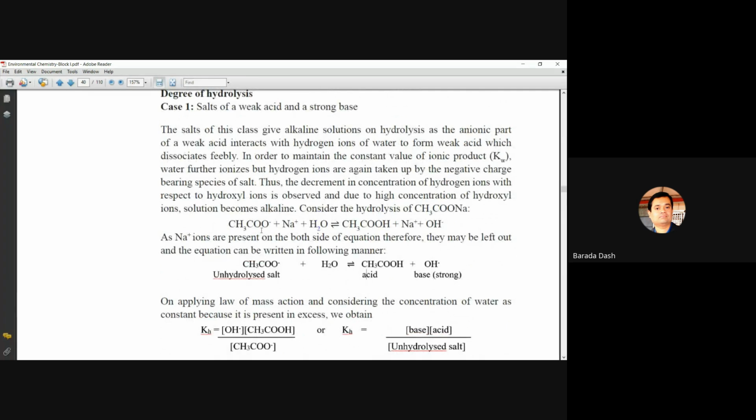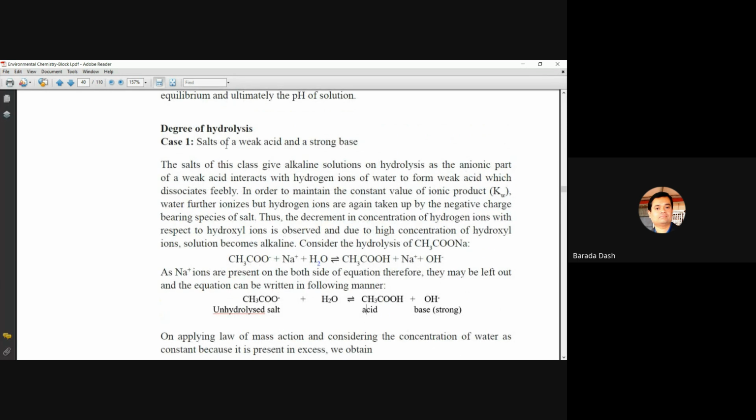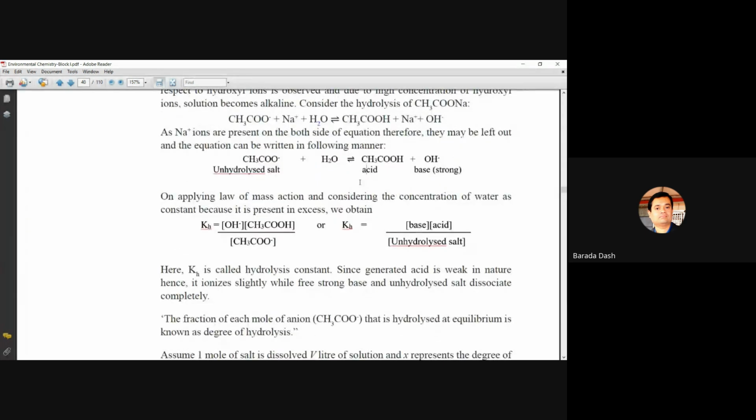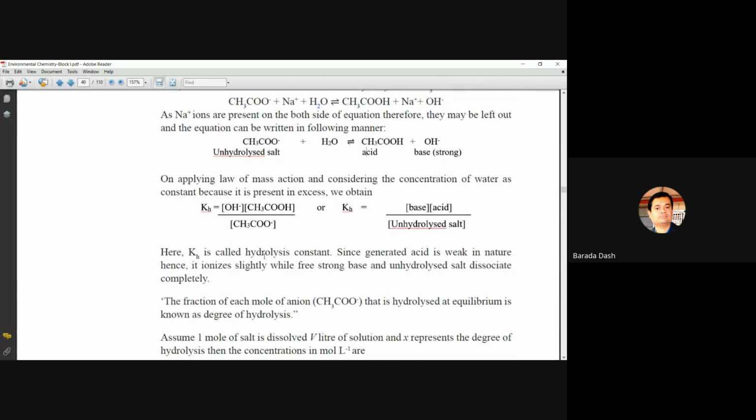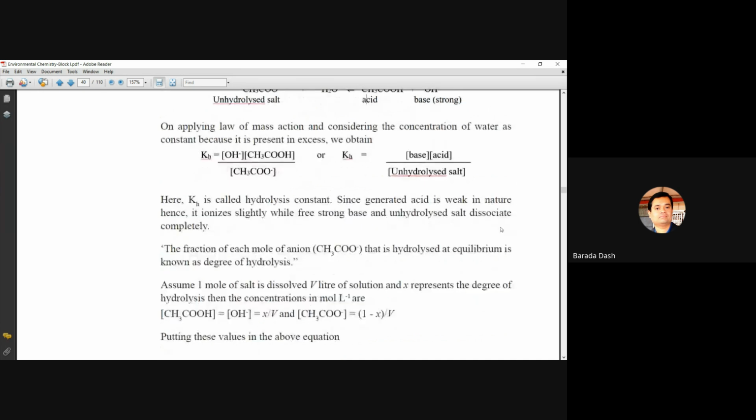Then there is the degree of hydrolysis. For example, CH3COO minus plus water, basically a salt of a weak acid and a strong base. So what is the degree of hydrolysis? Kh is called the hydrolysis constant. With that hydrolysis constant, you can get the base times the acid divided by the unhydrolyzed salt.